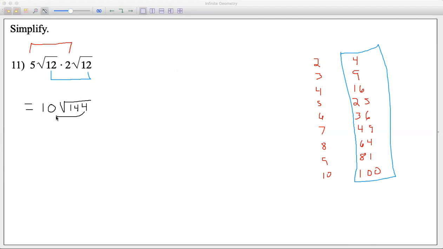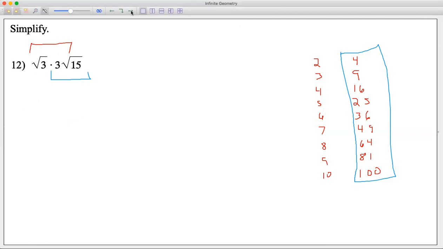12 times 10 is 120. It won't always be this pretty of an answer, but when it is, it's nice. And by the way, some of you may have realized that the square root of 12 times the square root of 12, the square root would cancel with the squaring there, and therefore you're just left with 12. All right, that's that one. Multiplication isn't too hard. I'll leave those up there.